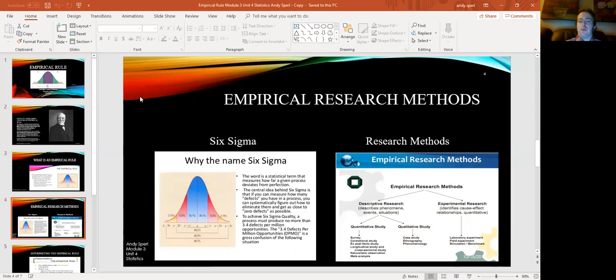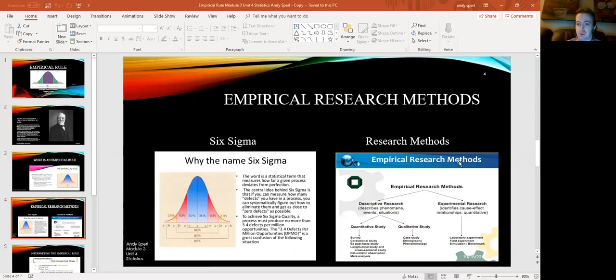Now, there are different empirical research methods. The first one is known as Six Sigma. Why the name Six Sigma? The word is a statistical term that measures how far a given process deviates from perfection. The central idea behind Six Sigma is that you can measure how many defects you have in a process. You can systematically figure out how to eliminate them and get as close to 0 defects as possible. To achieve Six Sigma quality, the process must produce no more than 3.4 defects per million opportunities. The 3.4 defects per million opportunities is a gross confusion of the following situation.